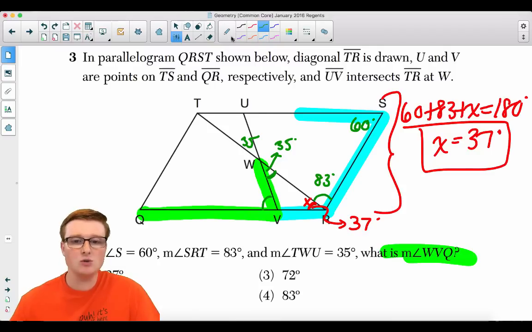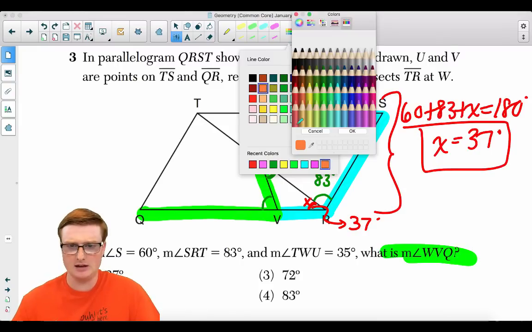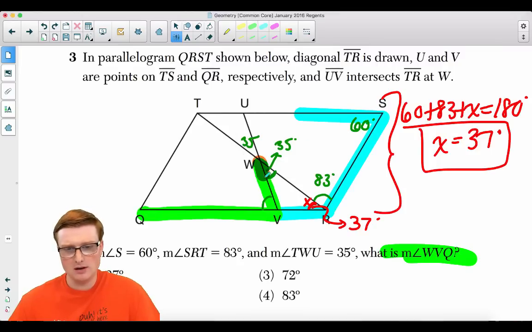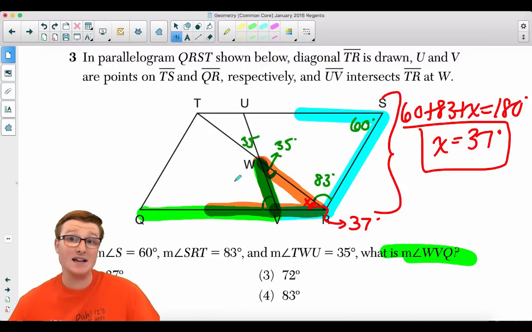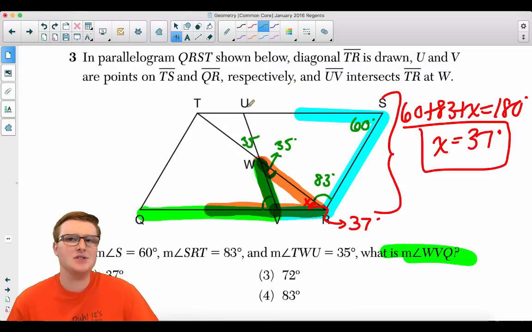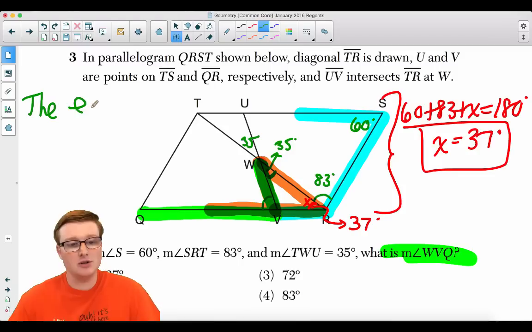Now, I want to zone in right here. And this is really, really important to understand. Let me pick a different color here. I think orange would be good. Okay, so, yes, perfect. Look at this here. Here we have a triangle and an exterior angle. Do you remember the exterior angle theorem of a triangle? The exterior angle, if you don't know this, write this down.